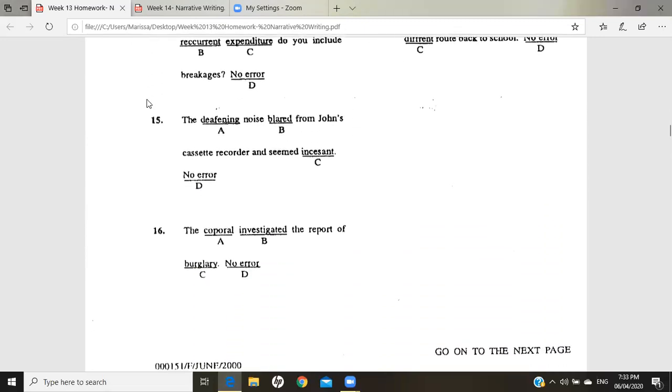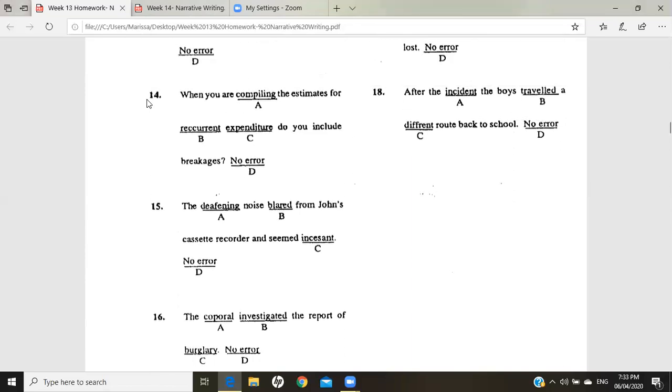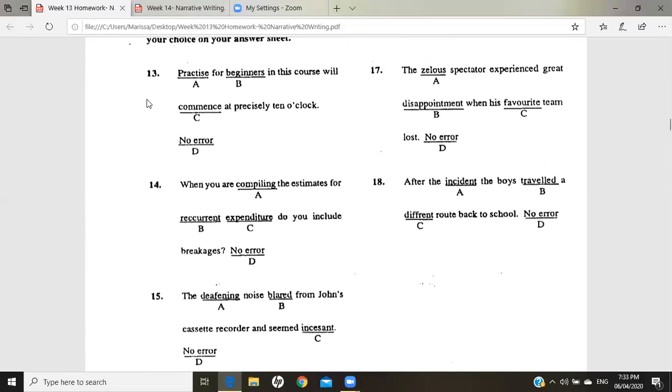Good. Number 16. A, corporal. Good. Spell? C-O-P-R-O-R-A-L. Spell it again? C-O-R-P-O-R-A-L. Good. We're supposed to have an R before the P. And number 17.